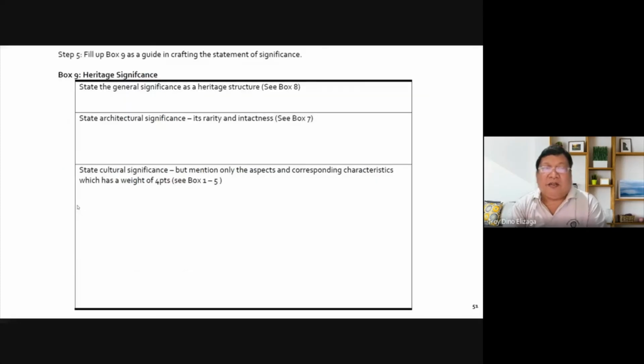Okay. I forgot. As a final step, we're supposed to write the statement of significance. So we first write a general statement of significance, and then we talk about the architectural significance on our basis for scoring it in terms of rarity and intactness. And we're supposed to also elaborate on our basis for our scores in the heritage values, the 5 that we have. So this time, this is the last slide.